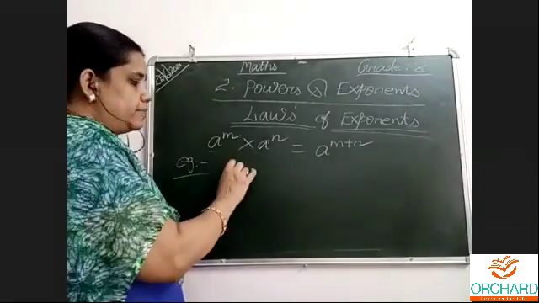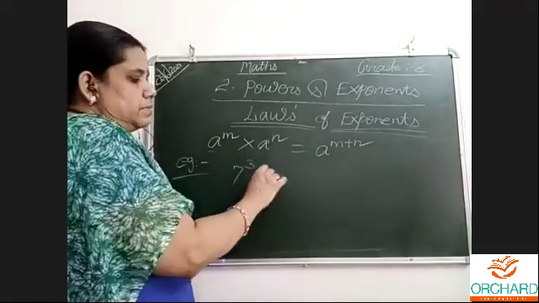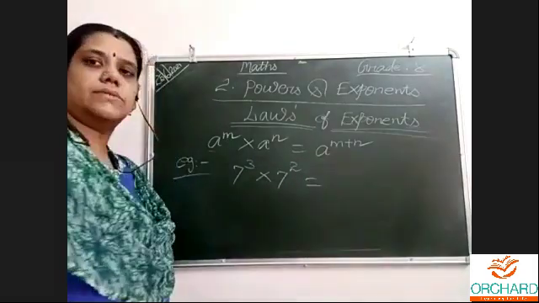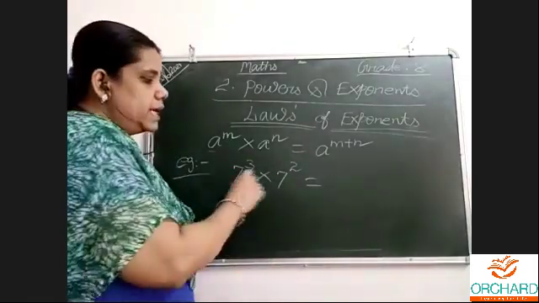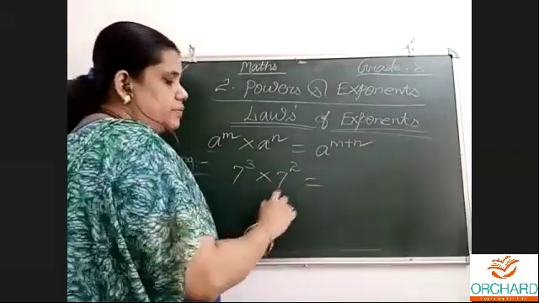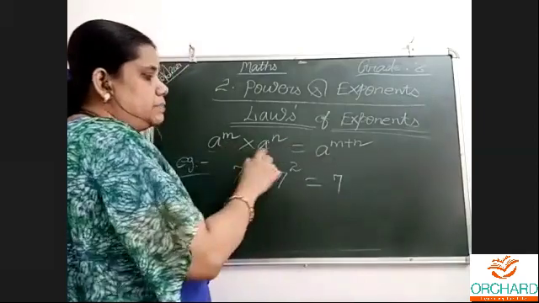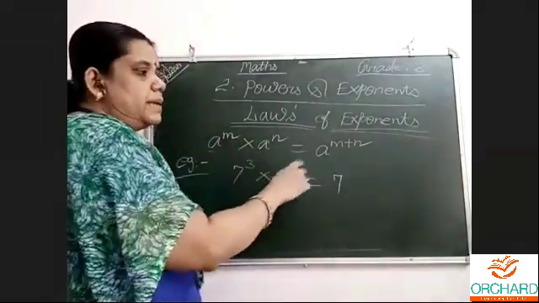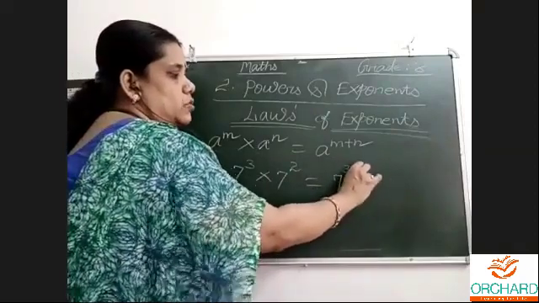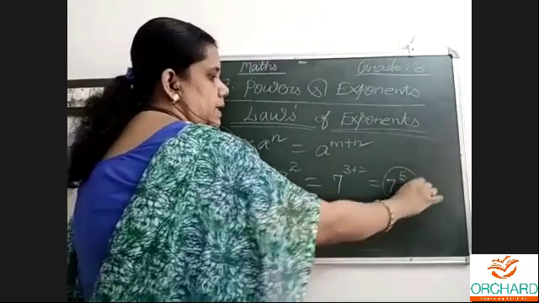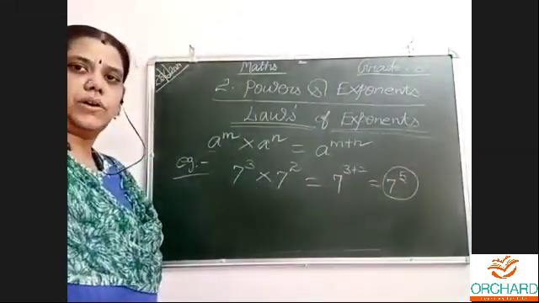For example, 7 power 3 multiplied by 7 power 2. Like this we will have. The bases are same. Yes, it is same. The powers must be added. First we should write the base, one time the base should be written. Then 3 plus 2. What is 3 plus 2? 5. 7 power 5. The number is in exponential form now.